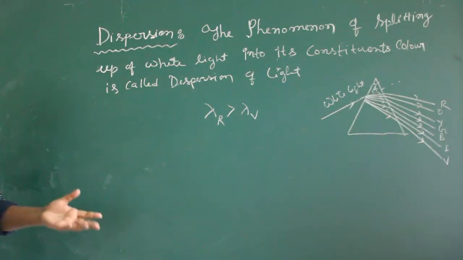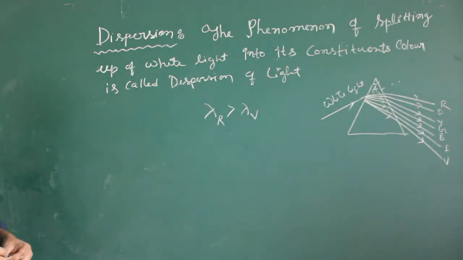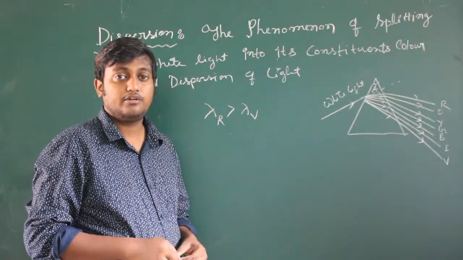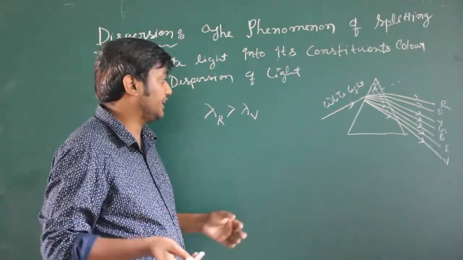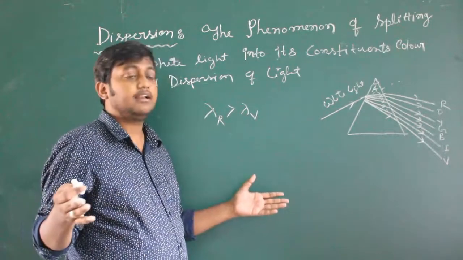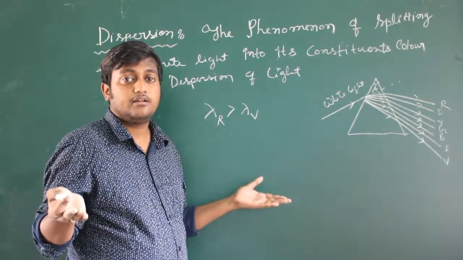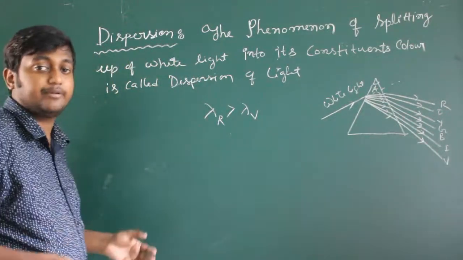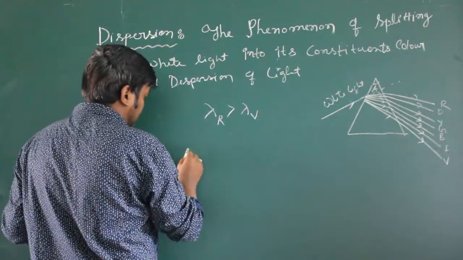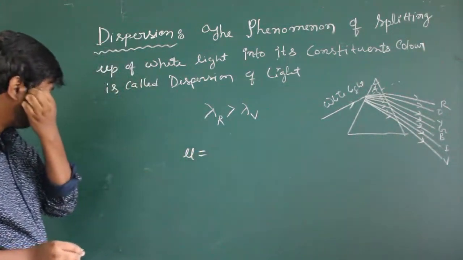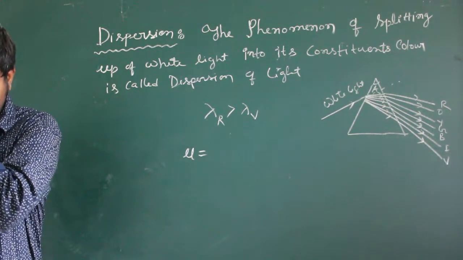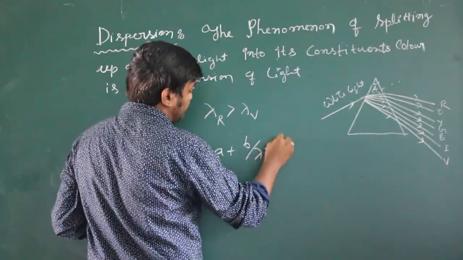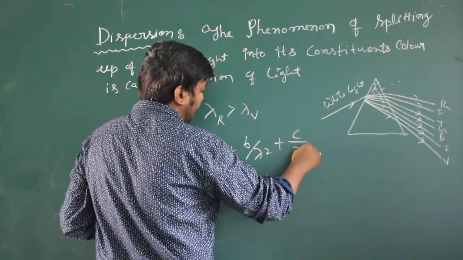Okay. So the refractive index of a material will be different for different wavelengths of light. You should remember, the refractive index for different colors of light will be different. One scientist named Cauchy gave a formula for refractive index. The formula is mu equals A plus B by lambda square plus C by lambda to the power 4.